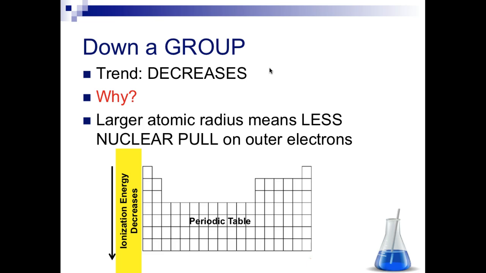What happens to ionization energy as you go down a group? As you go down a group, it decreases. Why does that happen? Larger atomic radius means that there's less nuclear pull on the outer electrons. Remember, as you go down a group, these valence electrons are further and further away from the nucleus. So the further away they go from the nucleus, the less energy it's going to need for them to be pulled off, because the attraction between the valence electrons and the nucleus is less.